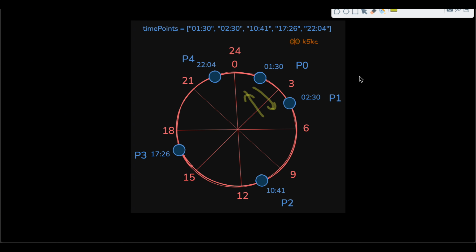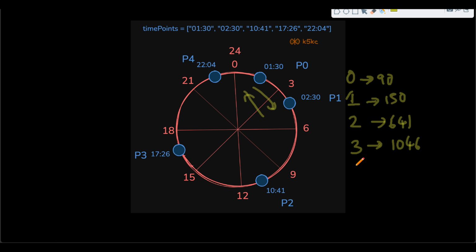And before that, let's calculate all the times in minutes. So for point 0, it was 90 minutes. For point 1, it will be 150 minutes. For point 2, it will be 10 into 60, that is 600, plus 41, that is 641 minutes. Similarly, point 3 will be 1046 minutes and point 4 will be 1324 minutes. And now we sort the time points. So we will get 90, 150, 641, 1046 and 1324. And here, luckily, the time points were already sorted, but for our algorithm, we still need to sort it.